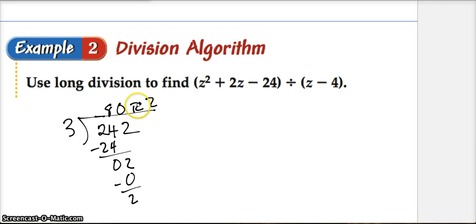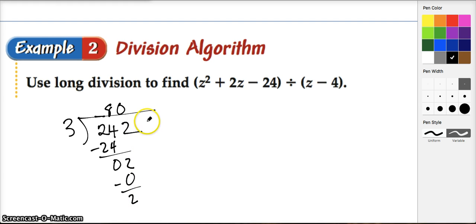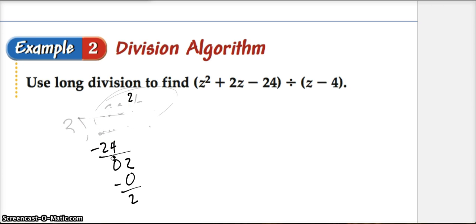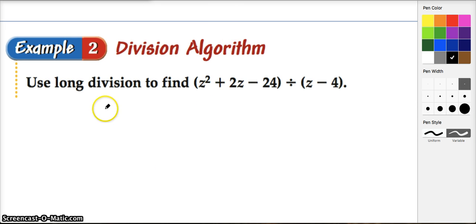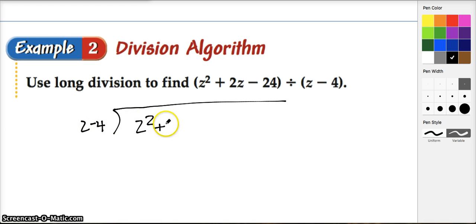Or if you were really sophisticated, you could keep going by putting a decimal here, dropping some zeros and continuing on. Or you could take the 2 and put it over 3 and say your answer is 80 2/3. My point in bringing you back down that sad memory lane is that we're actually going to do the same thing, but this time with polynomials. So we set up our situation with the division bar like that, and we put z minus 4 on the outside. That is our divisor, and our dividend is z squared plus 2z minus 24. I'm going to put some lines in these z's so I don't confuse them with my 2's.